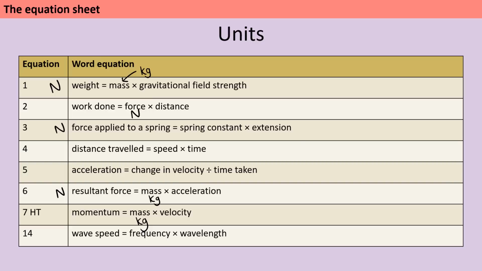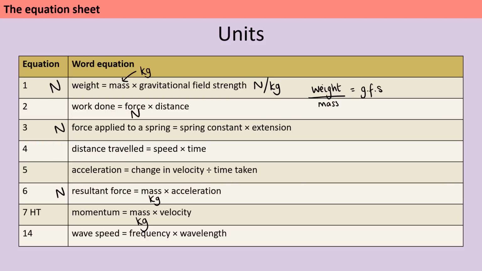Now for this first equation, the units for gravitational field strength are quite nice because as long as you have the equation, you kind of have the units. We can rearrange this first equation to be weight over mass is GFS, and so if we take the units for weight, which are newtons, and the units for mass, which are kilograms, and do newtons divided by kilograms, we get newtons per kilogram. So you don't really need to remember that one, you can work it out.